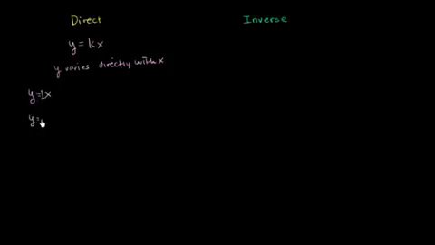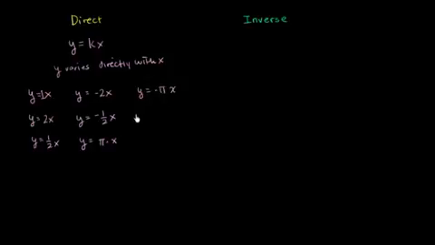We could write y is equal to 2x. We could write y is equal to 1/2 x. We could write y is equal to negative 2x. We are still varying directly. We could have y is equal to negative 1/2 x. We could have y is equal to pi times x. We could have y is equal to negative pi times x. I don't want to beat a dead horse now. I think you get the point. Any constant times x, we are varying directly.